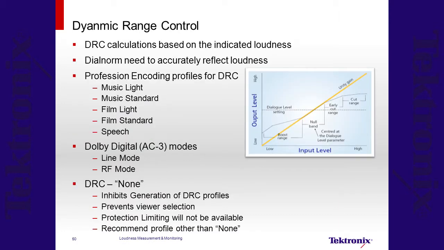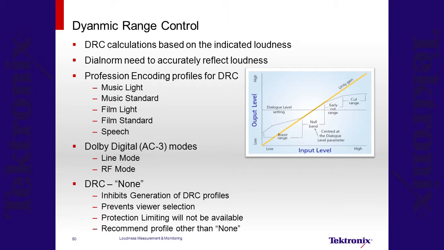The dynamic range control parameters are calculated based on the indicated loudness. Therefore, the dial norm value needs to accurately reflect the loudness of the audio data. For Dolby E professional encoding, there are a range of profiles that can be contained within the metadata. These profiles are compatible with Dolby Digital dynamic range parameters for line and RF modes.